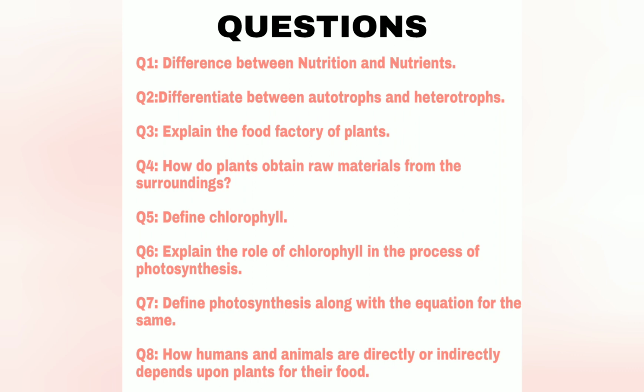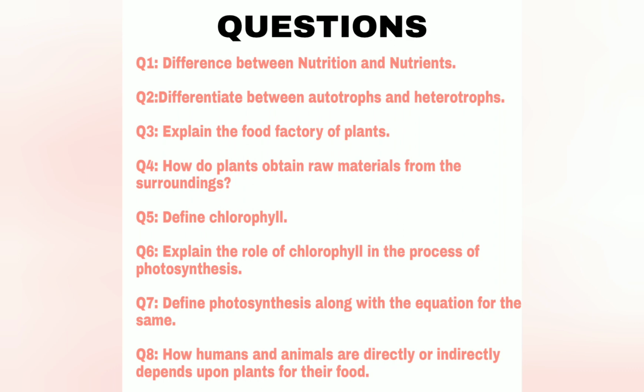Question number 1. Difference between nutrition and nutrients. 2. Differentiate between autotrophs and heterotrophs. 3. Explain the food factory of plants. 4. How do plants obtain raw material from the surroundings? 5. Define chlorophyll. 6. Explain the role of chlorophyll in the process of photosynthesis.